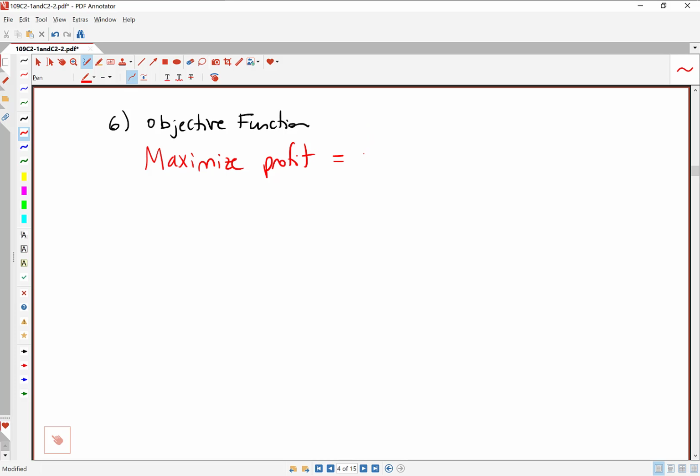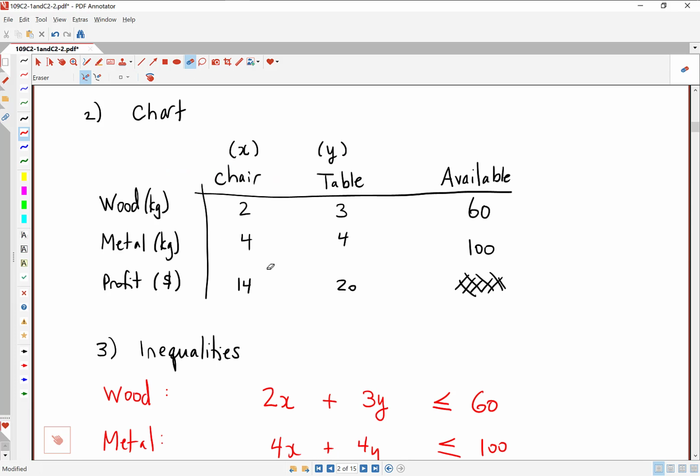So the secret to figuring this out is to go back to the chart that we built a bit earlier in the question. So here is our chart. We've used the top two rows to create our inequality, but we haven't worked with the bottom row yet. So that's exactly what we're going to do now. We're going to figure out what's a little formula for profit.